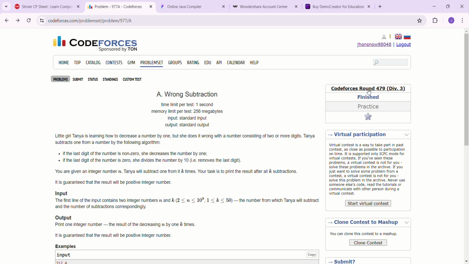Today we are solving the 12th problem of a driver sheet, which is wrong subtraction. Let's see what the problem is. Here in the problem, a little girl wants to reduce a number.